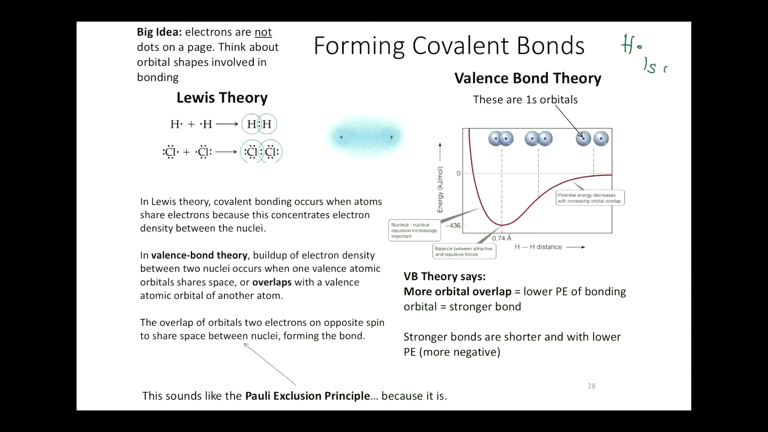So in Lewis structures, we said that a covalent bond is formed when 2 unpaired electrons are shared. What valence bond theory says is basically the same thing, but we consider orbitals. We say a covalent bond is formed in valence bond theory when 2 electrons overlap their orbitals. The more orbital overlap, the stronger the covalent bond. So the idea here is like this.